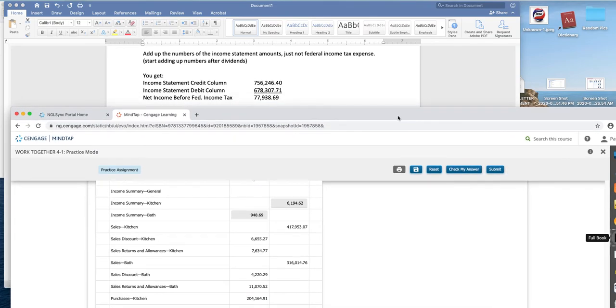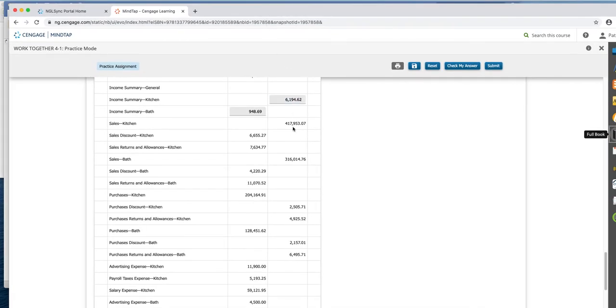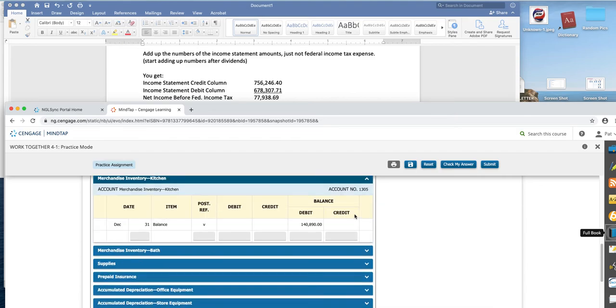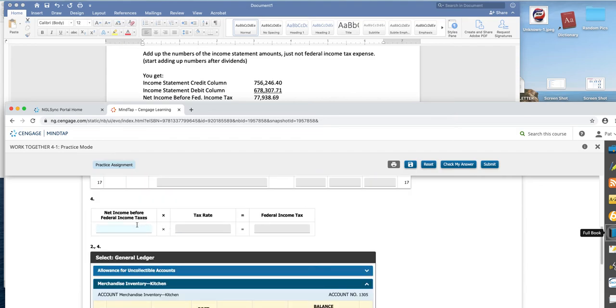And what you end up with is the income statement credit column of $756,246.40 and an income statement debit of $678,307.71. Subtract them, and that is the net income for federal income tax. Again, add up all the numbers in the credit, and then add up all the numbers in the debit. You take those two, write them down, subtract them. That is the number then that you would put here.